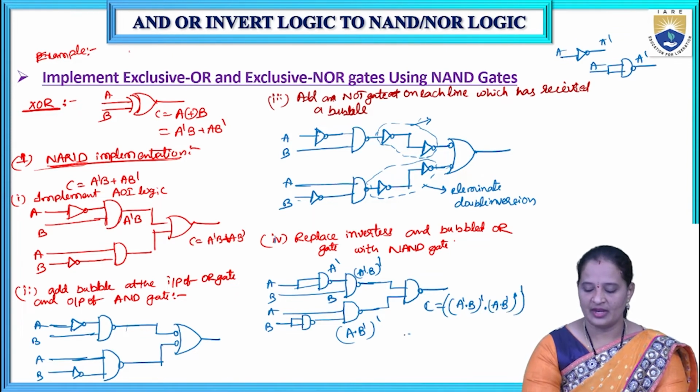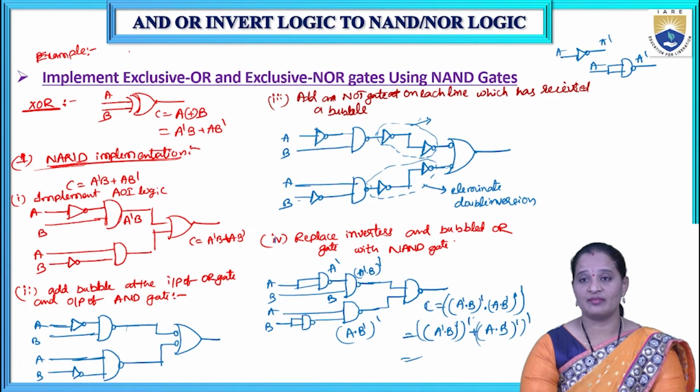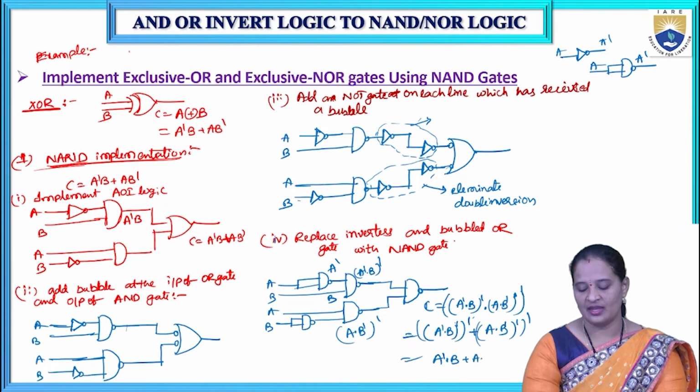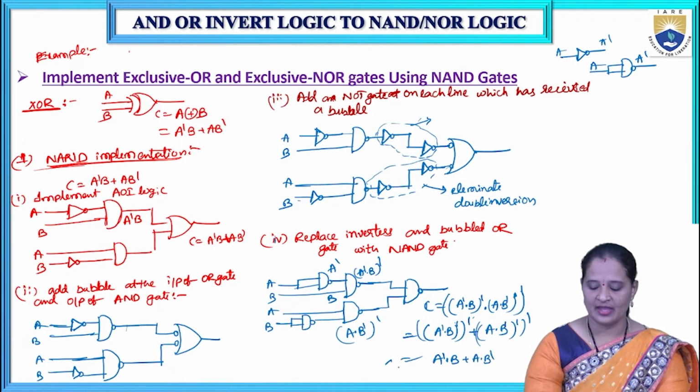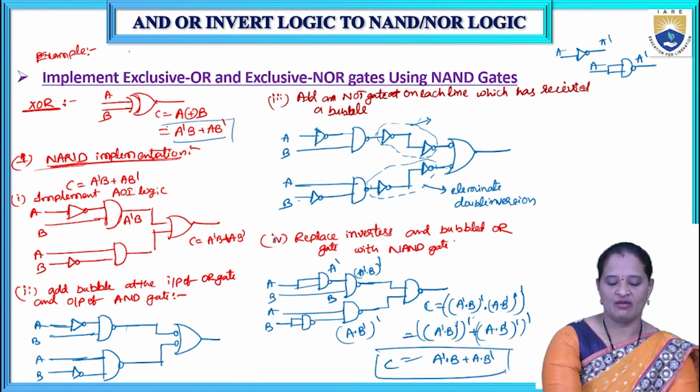Right, now expand this. If I expand this, what I'll get is A bar dot B bar plus A dot B bar. So the bar and bar get cancelled. So that is A bar dot B plus A dot B bar. So this is the answer here. This is anyhow identical to the XOR expression. So that is how we have implemented it.